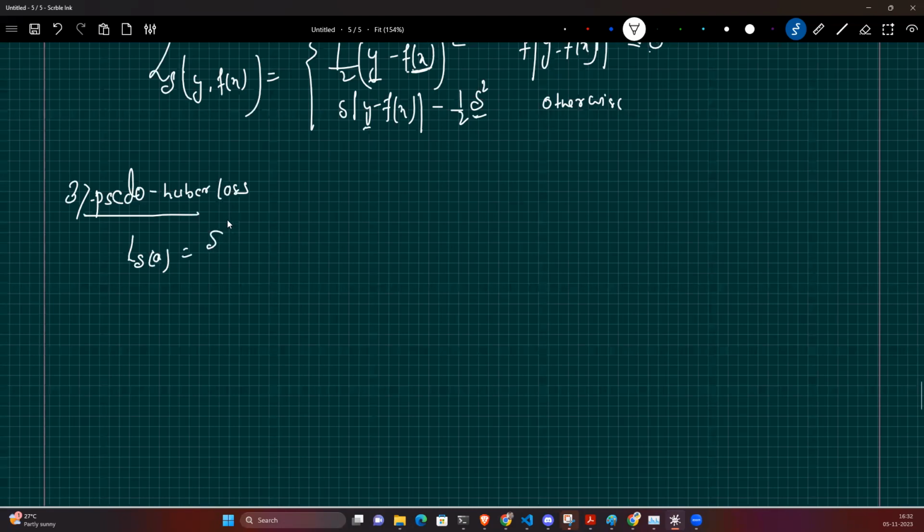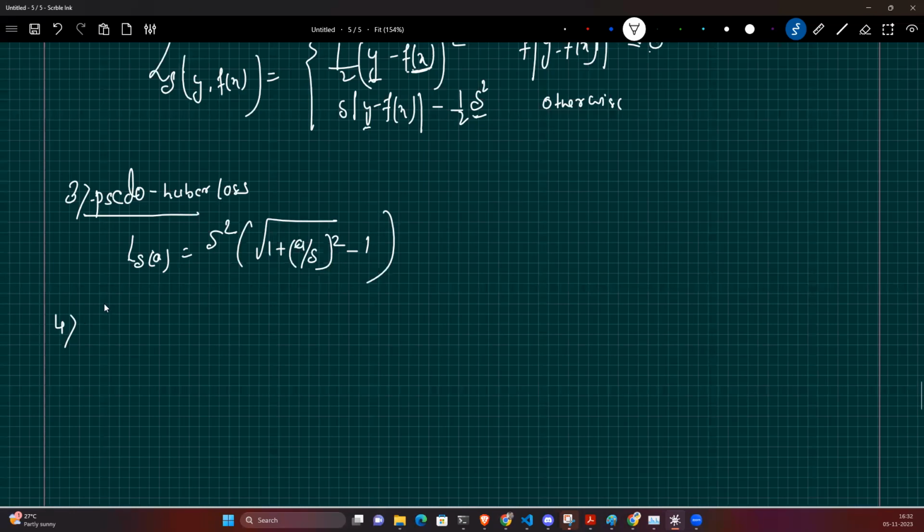It's equal to delta squared into square root of 1 plus (a by delta) squared, minus 1. This is called pseudo Huber loss. Now, when to use? It's no straightforward answer. You can apply anywhere. Okay. There is another loss function which is very popular again, hinge loss.